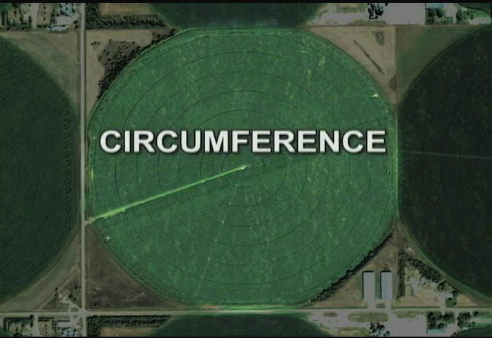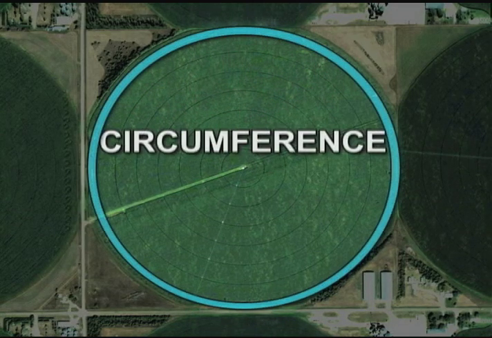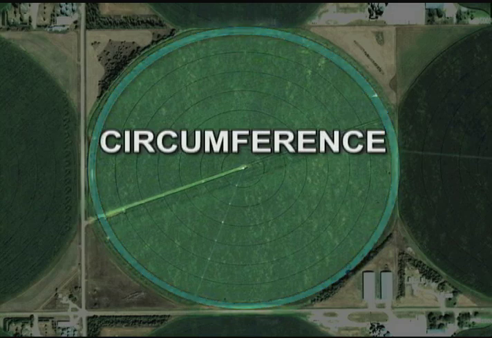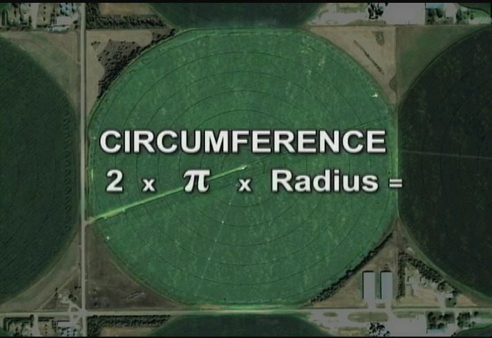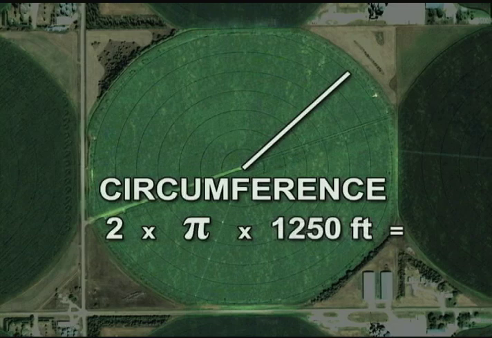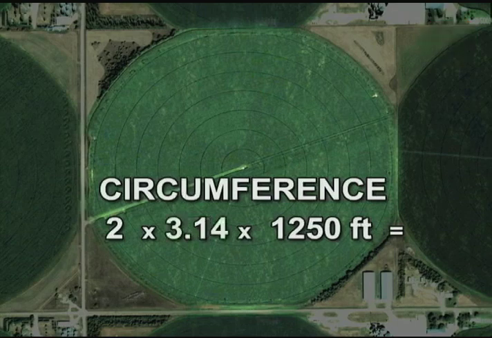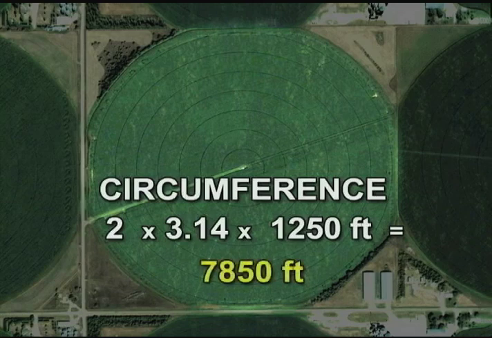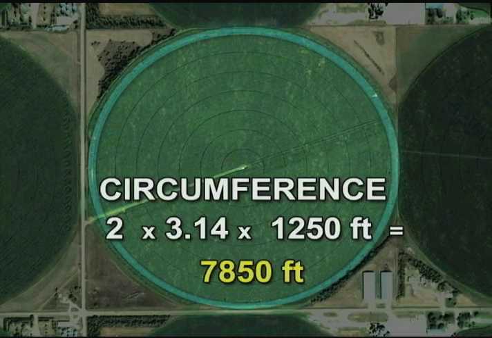First, we must determine the circumference of the last wheel track. The formula for calculating circumference is 2 times pi times the radius. For this example, we will assume that the radius, or distance from pivot point to the last wheel track, is 1,250 feet. Circumference then equals 2 times 3.14 times 1,250 feet. We determine the circumference of the last wheel track to be 7,850 feet.